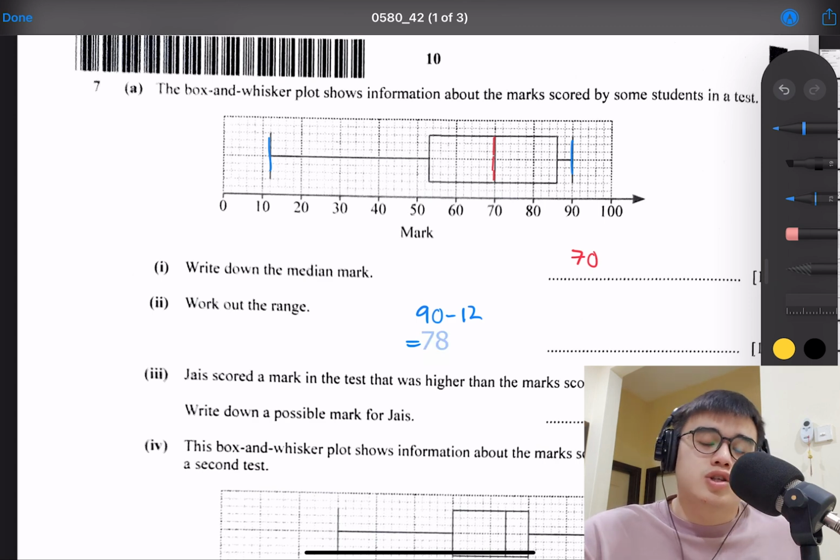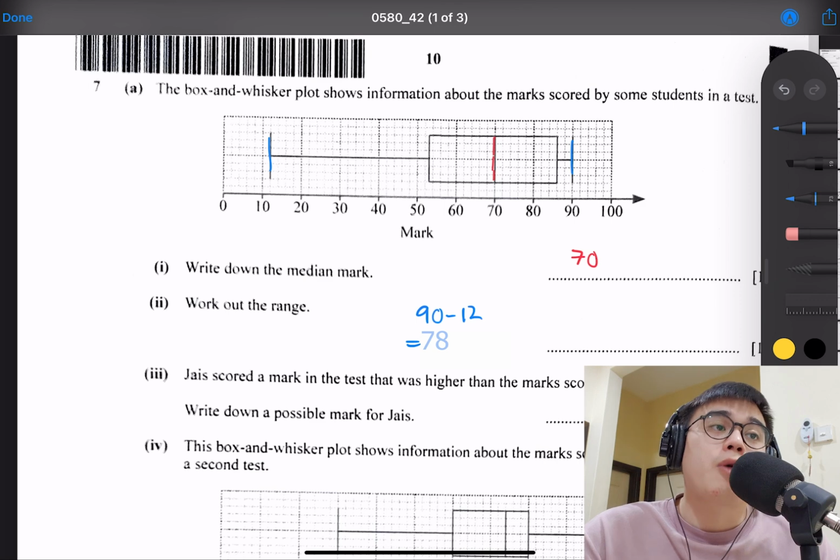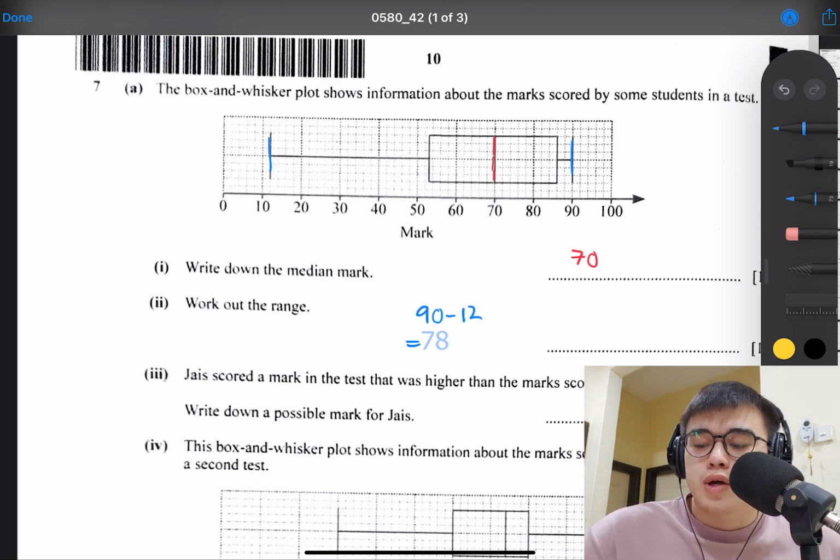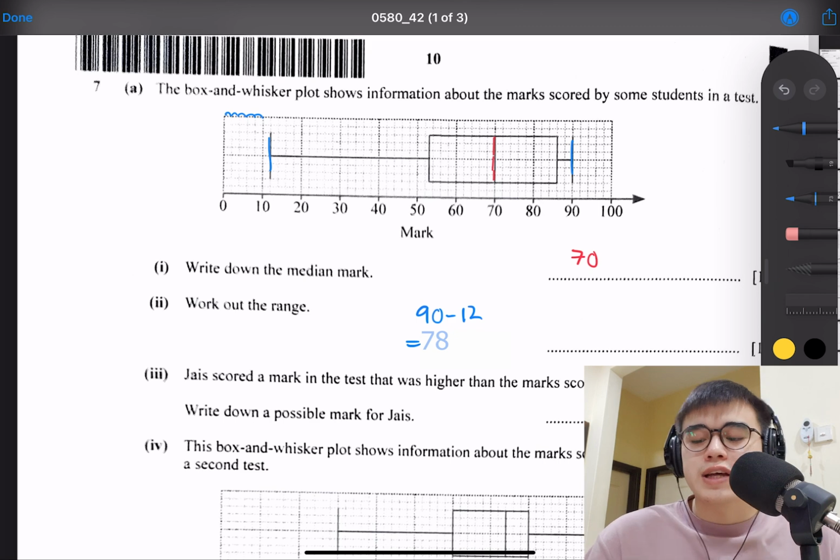Then you should be getting your result as 78. For your reference, each small box represents about 2 values, because there are 5 boxes here. 2, 3, 4, 5. 5 times 2 is 10. That's how I traced that. The blue line over here will be 12.